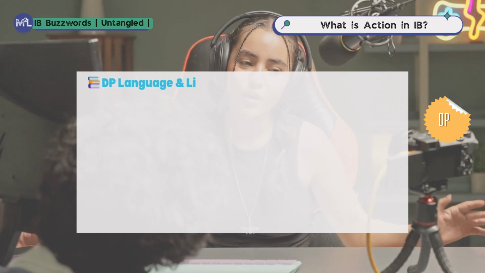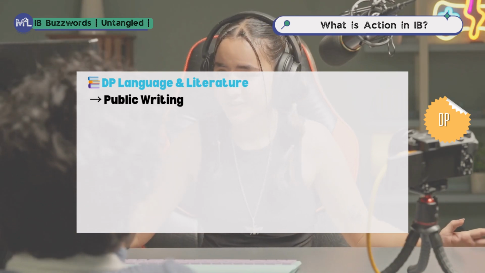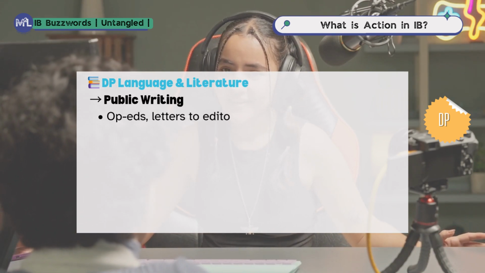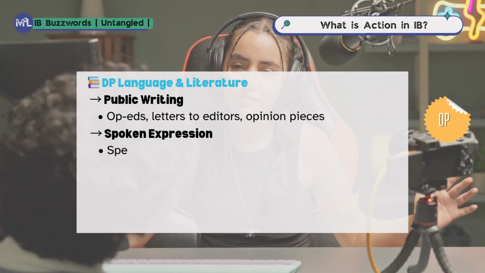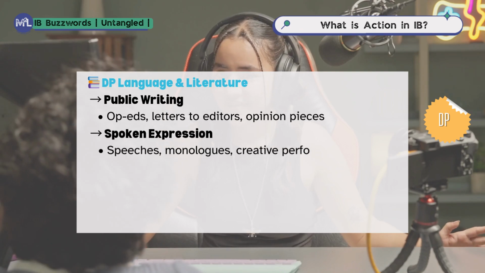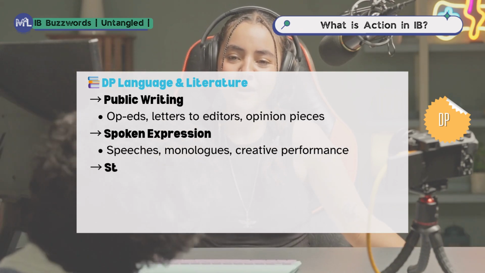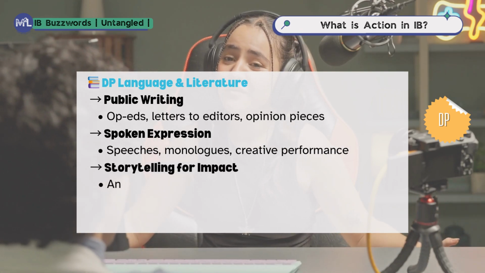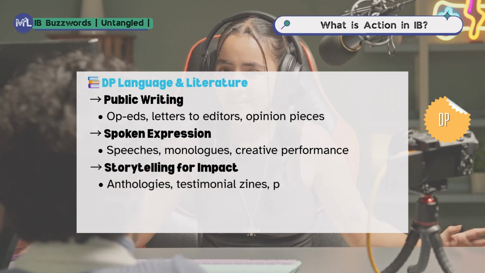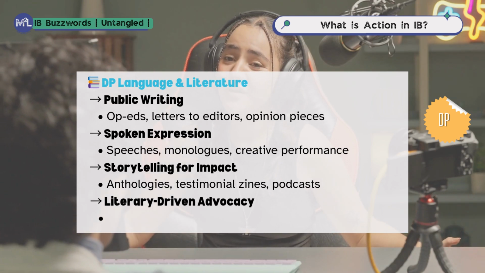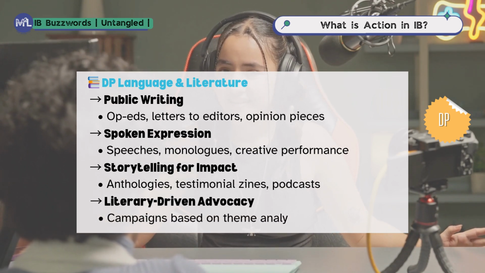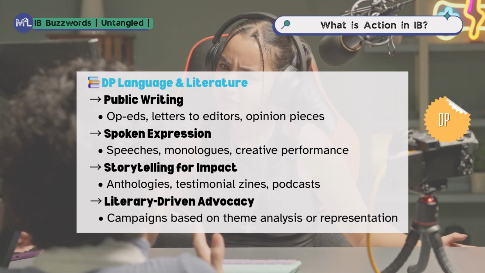In DP Language and Literature, action might look like publishing op-eds or letters to the editor about representation or power in media, delivering persuasive speeches or monologues that address local or global injustice, curating public anthologies or storytelling projects based on underrepresented voices, launching awareness campaigns that connect literary analysis to community activism.